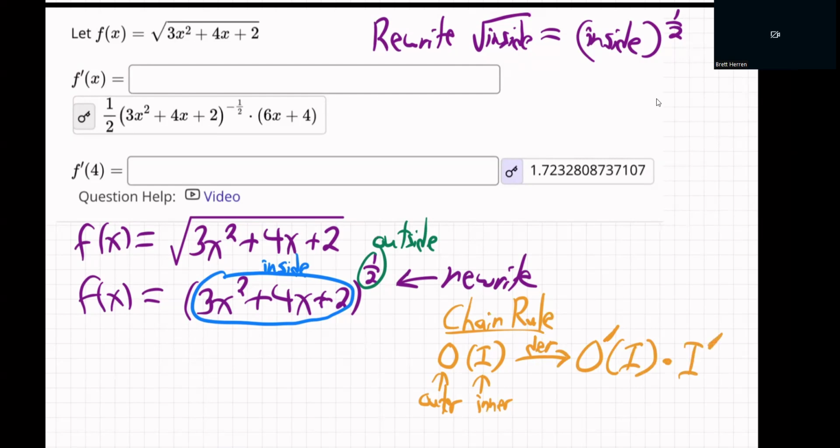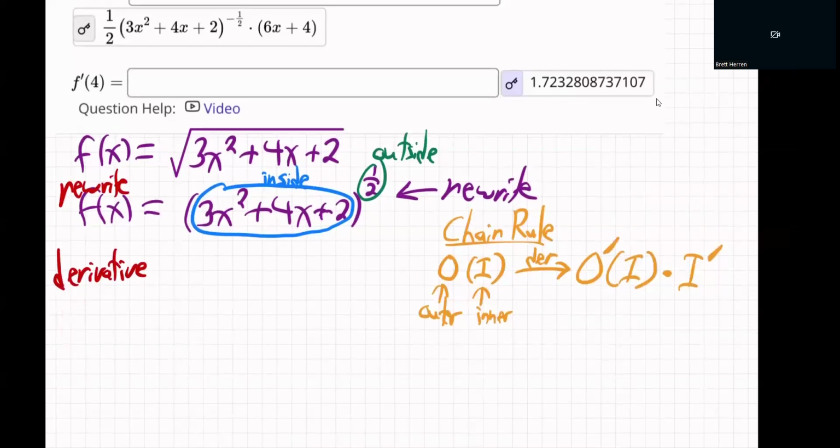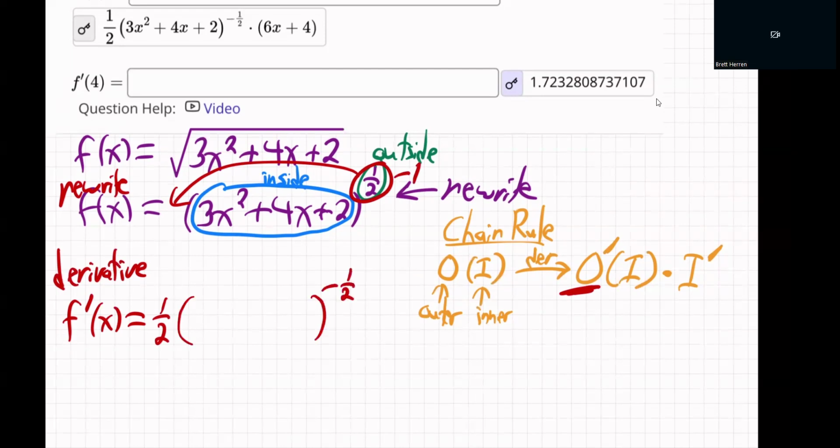So this is a rewrite here. And now I'm going to do the derivative. So this line was still f, it wasn't a derivative yet. Now comes the derivative, f prime. Okay, here we go. You do the derivative of the outside. So the outside is this guy, this half comes on down, and then you subtract 1 from the power. So that'll make it minus a half. That's the outside function. That's the O prime. Now the inside stays the same. There's the inside function.